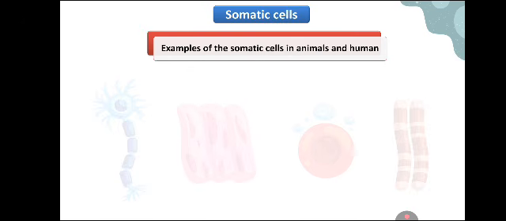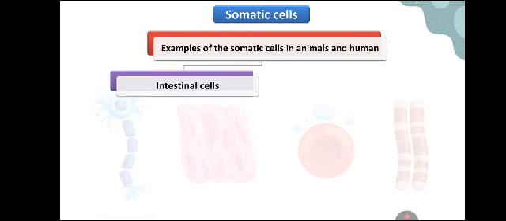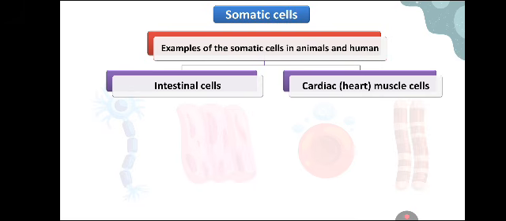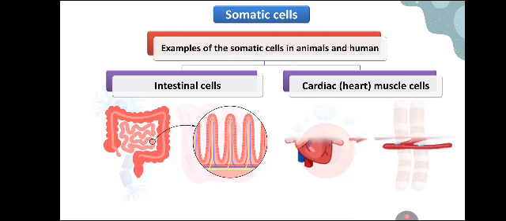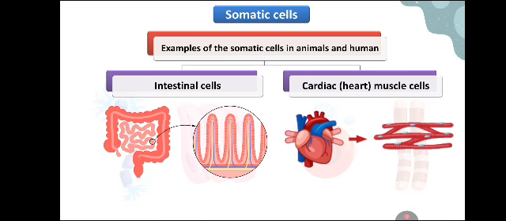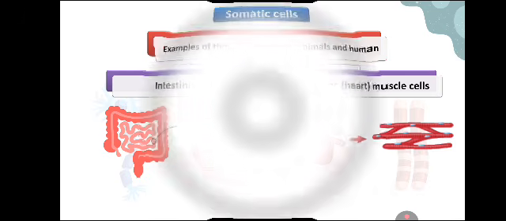And somatic cells in animals and humans, like intestinal cells, are a type of cell that makes up the intestine, small intestine and large intestine. And cardiac or heart muscle cells make up the heart, the body. This body is made from tiny parts, a basic unit, called the cell. So the cells that make the heart are called heart muscle or cardiac muscle. It's also a type of somatic cell.